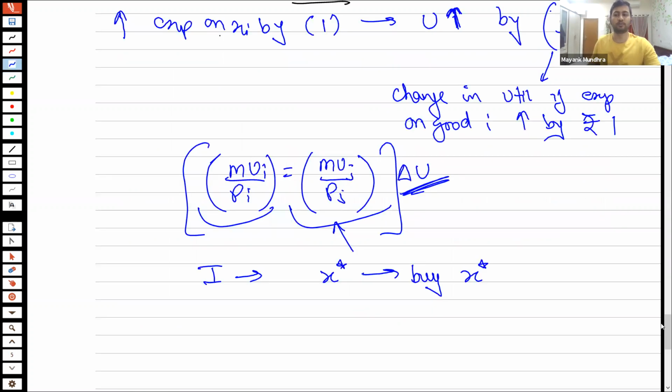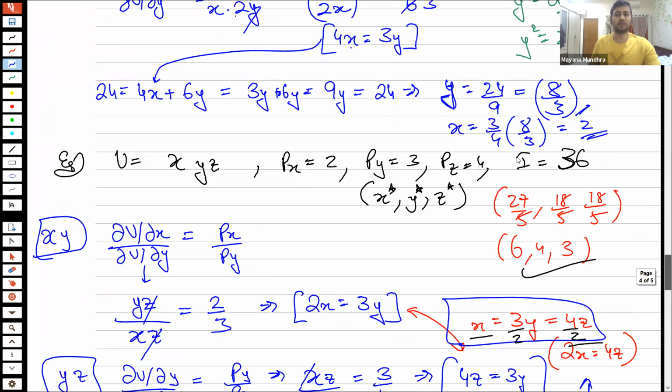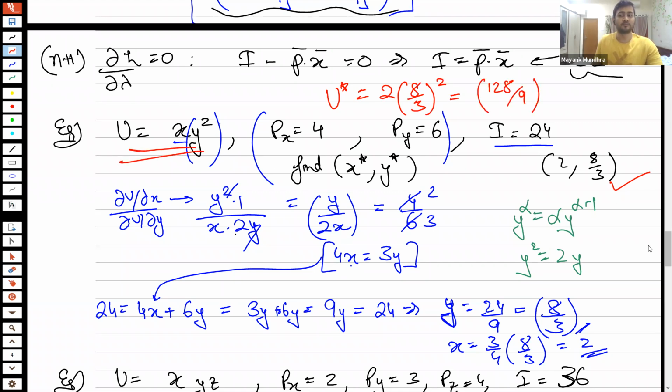If I go back to the problems that I gave you, in this case I found the optimal bundle to be 2, 8/3. So how do I find the optimal utility? The optimal utility is basically the utility level at 2, 8/3. So just substitute 2 here and 8/3 here. So that is 64, 2s are 128/9. So that is the optimal utility in this case.